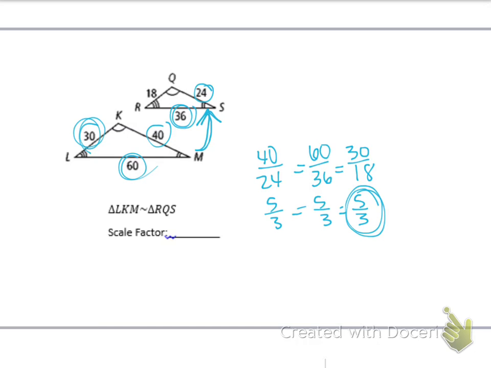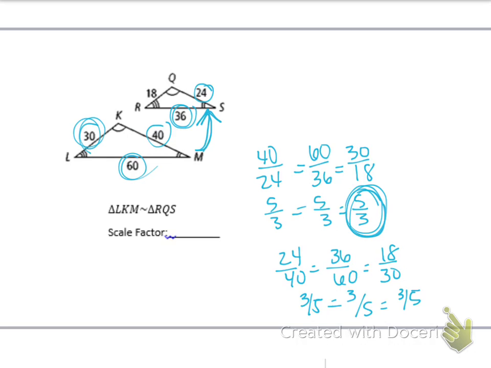Okay, well what if I would have started with my small triangle and did 24 over 40, 36 over 60, 18 over 30, then all my answers would be 3/5. Well, if I multiply something times 3/5, I will get smaller. So if you get an answer that's 5/3 and your picture is supposed to get smaller, all you have to do is flip that fraction to get the scale factor to make it smaller.